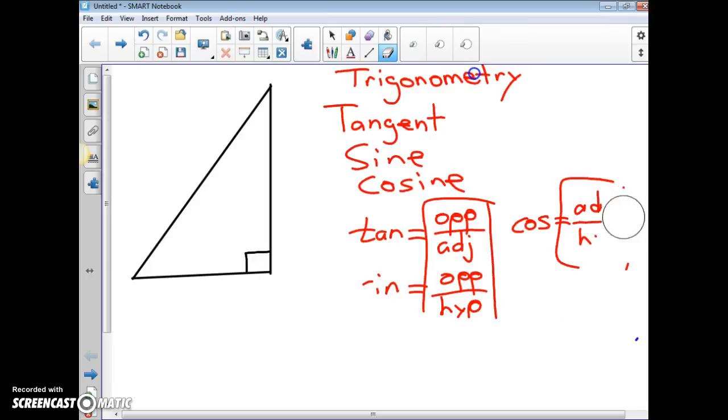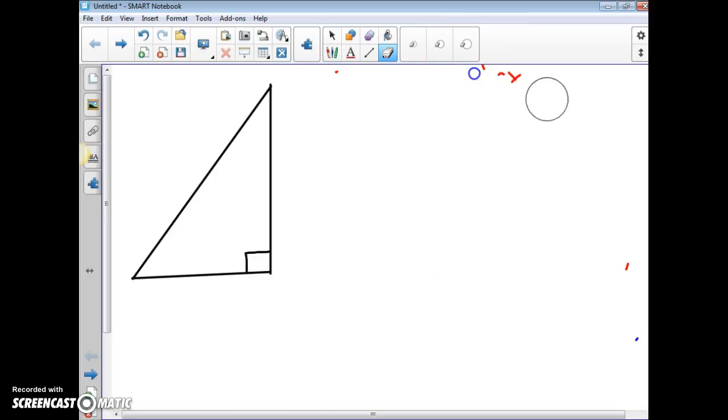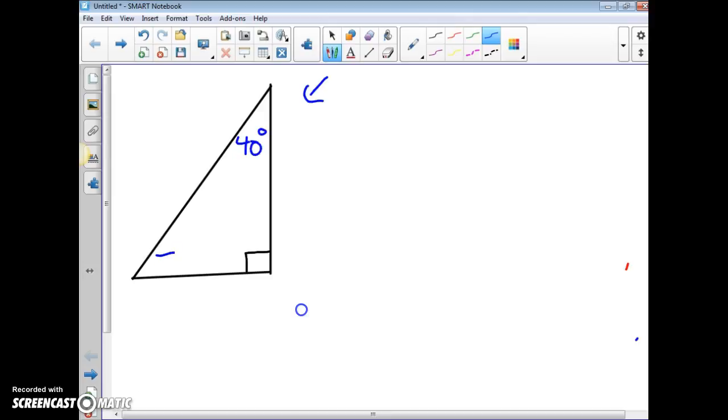So let's look at a right triangle here. So I have a right triangle. I'm going to put some degrees in here. Let's go with 40 and 50. So we can set up the ratios in these kind of problems. Okay. So let's go with 3, 4, and 5 for this right triangle.